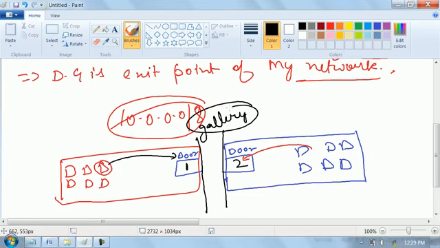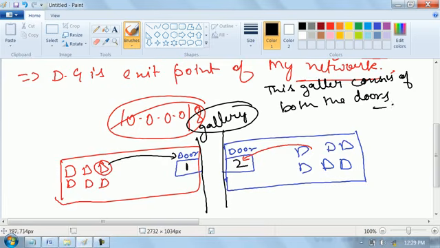And what is the use of this gallery? This is a gallery between two rooms. What is the use of this gallery? This gallery consists of both the doors. What will happen? The gallery is the link between two doors, or you can say the gallery is the link between two networks. Agree? Any problem?